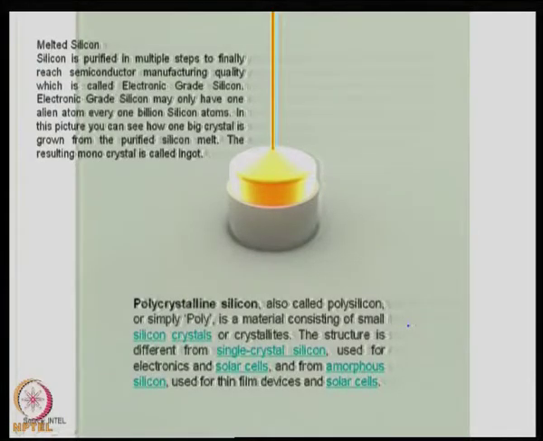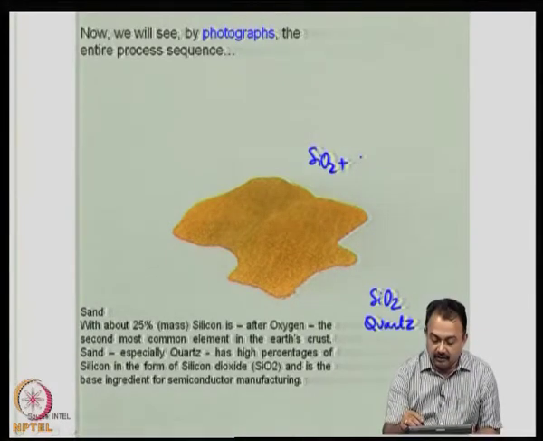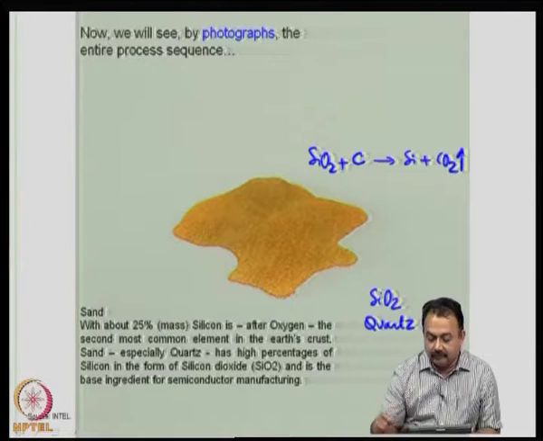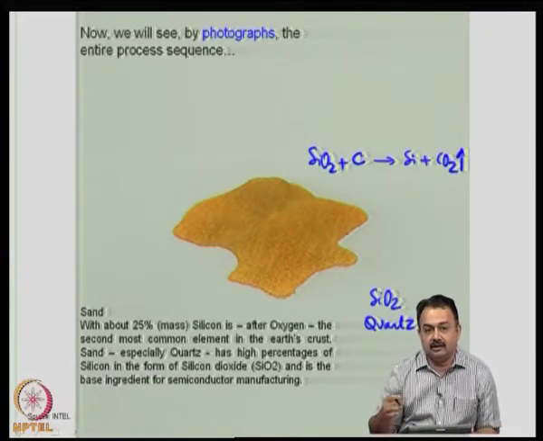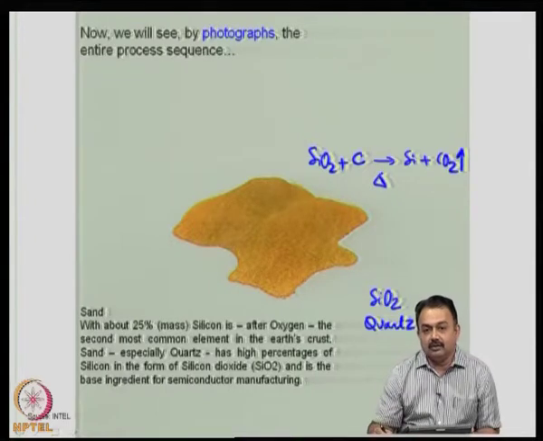Now, how do you convert silicon dioxide to silicon? That is the first step, right. So, typically silicon dioxide is made to react with carbon, and this forms silicon plus carbon dioxide. Okay. So, this is the basic reaction, and this happens at higher temperatures. So, you get the first step of the formation of silicon.